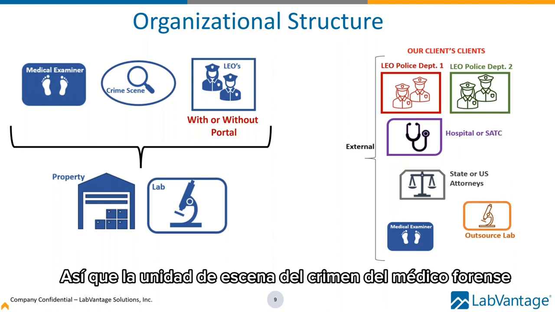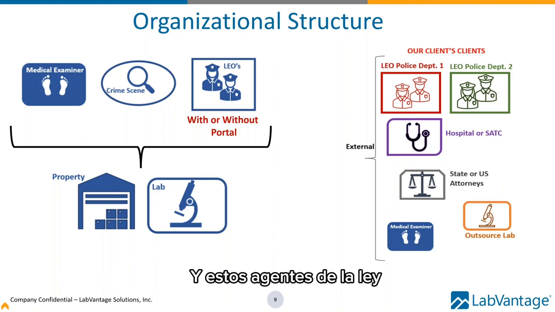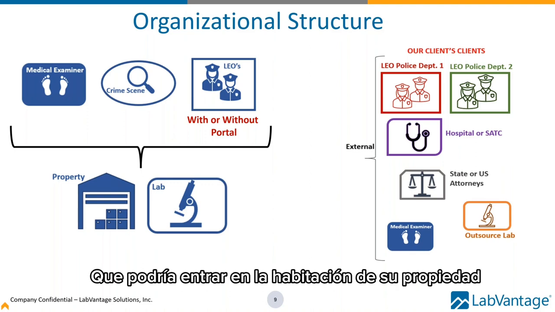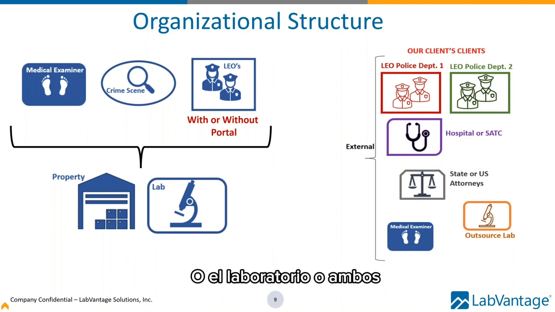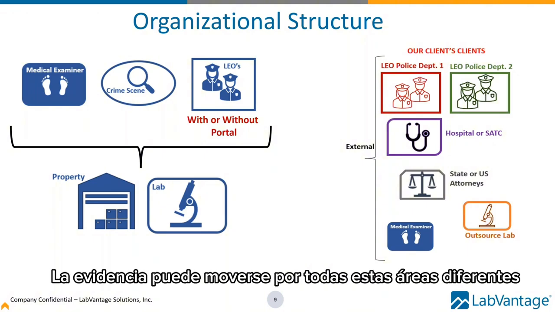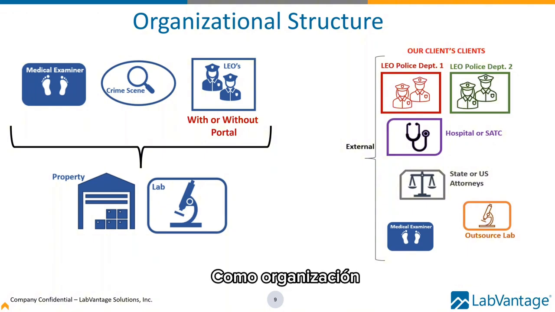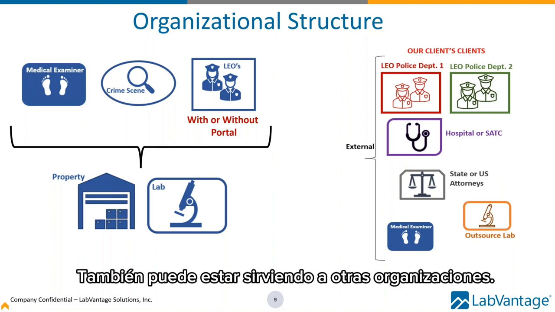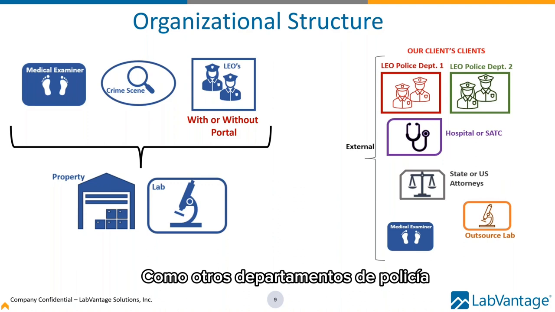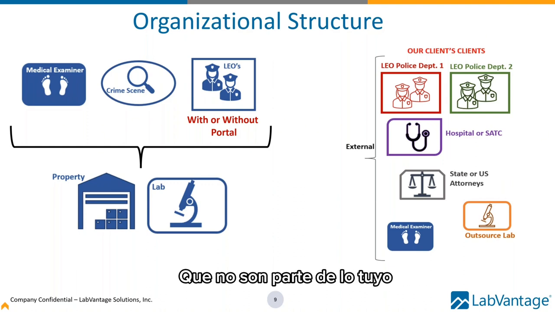So the medical examiner, crime scene unit, and these law enforcement officers are all sources of evidence that could come into either your property room or the laboratory or both. And certainly evidence can move around all of these different areas. As an organization, you may also be servicing other organizations, such as other police departments that are not part of your own law enforcement organization.